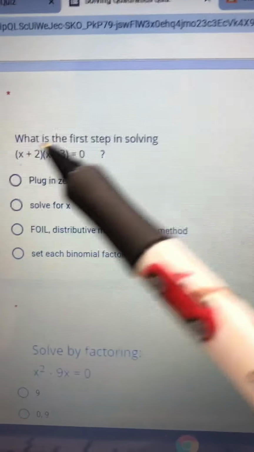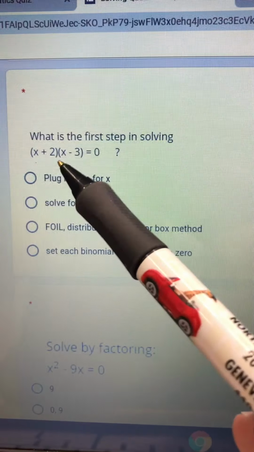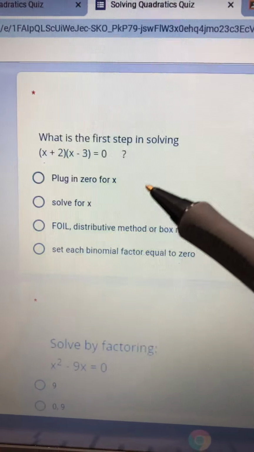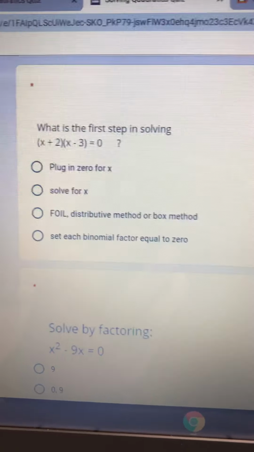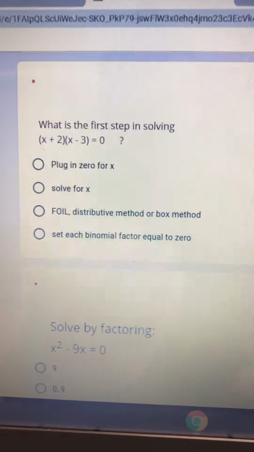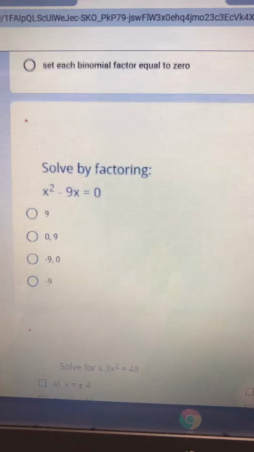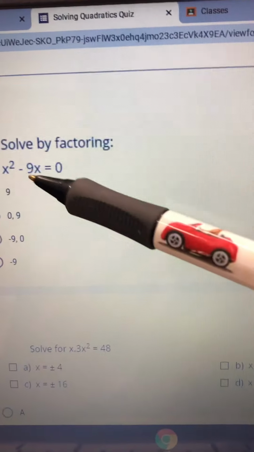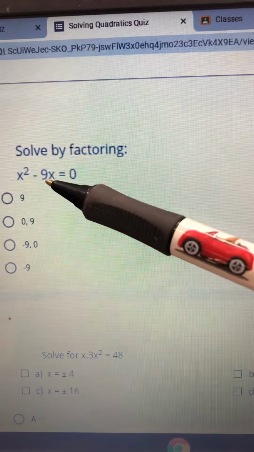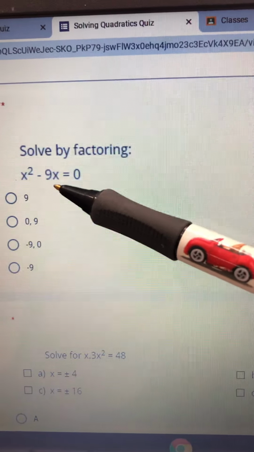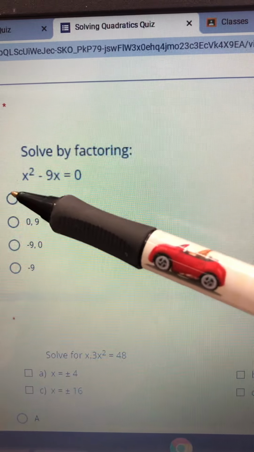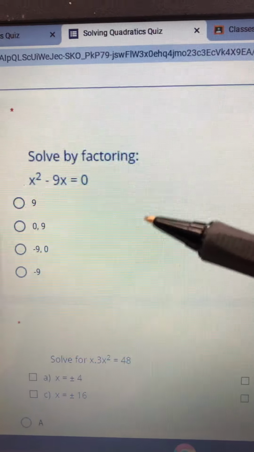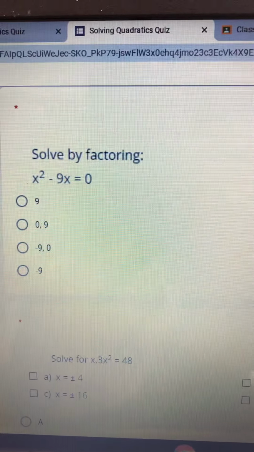What is the first step in solving this equation? What are you going to do first? That should probably have been number 1, because I forgot to do that a few times. Solve by factoring. And remember, once you factor this out, set those to 0 and solve for x. That's one thing that I forgot to do.